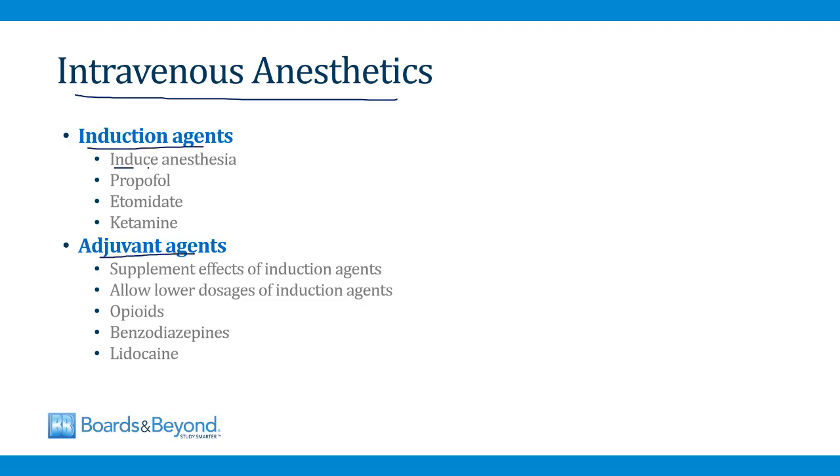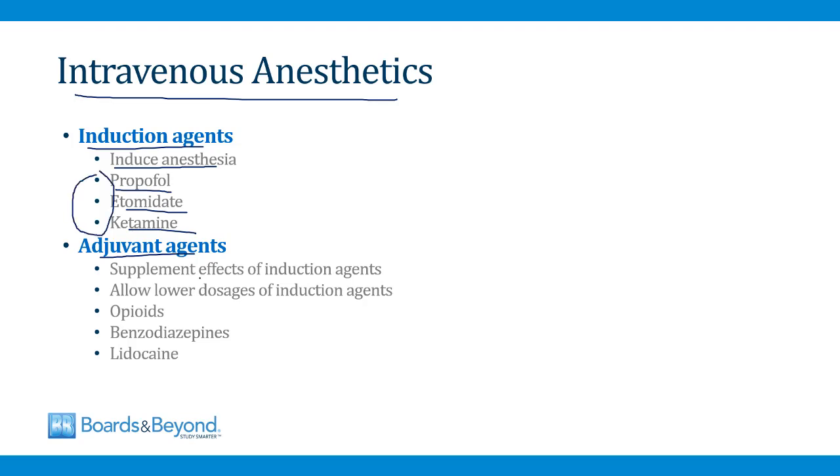Induction agents are used to induce anesthesia. They can be administered rapidly through the intravenous route to quickly put a patient to sleep. There are three intravenous drugs used as induction agents. Those are propofol, etomidate, and ketamine, and we'll talk about all three of these in this video.